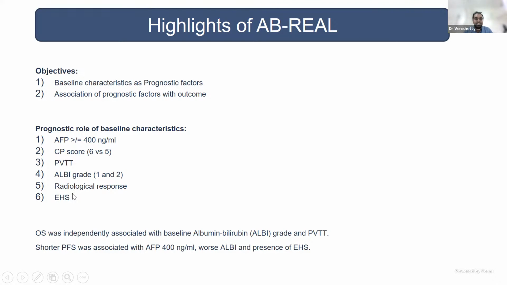Overall survival was independently associated with baseline ALBI grade and portal vein tumor thrombosis, and shorter progression-free survival was associated with higher AFP, which is AFP more than 400, worse ALBI grade 2, and the presence of extrahepatic spread. So worse ALBI, presence of extrahepatic spread, and AFP more than 400 had a shorter progression-free survival compared to patients with AFP less than 400, better ALBI score, and absence of extrahepatic spread.